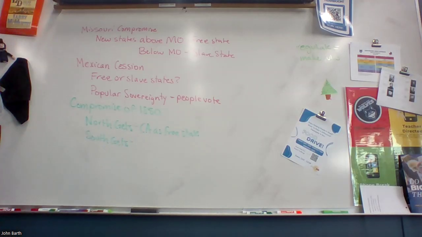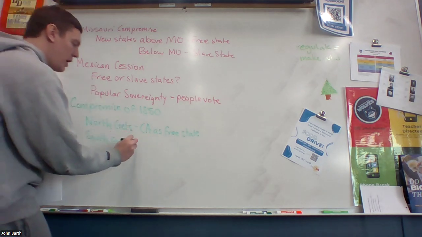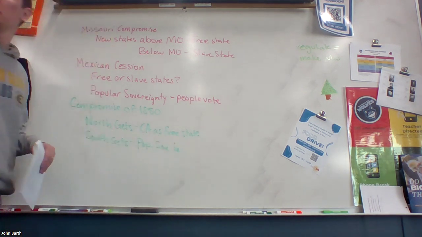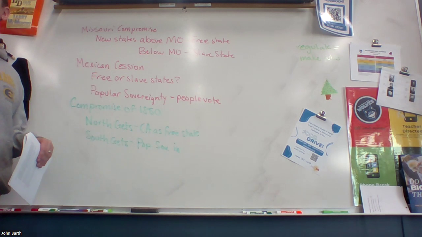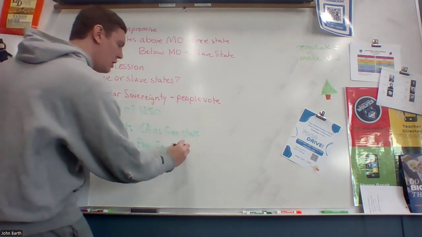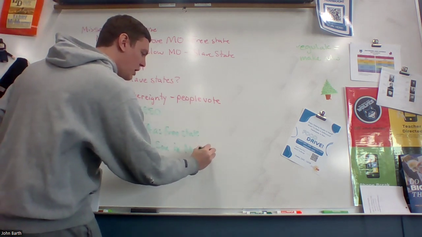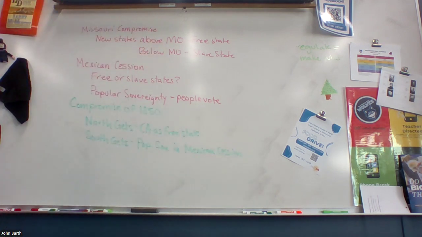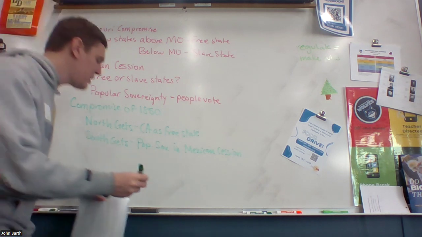What does the South get? They get a couple things. Popular sovereignty where? In the Mexican Cession. Right? They're like, score, this could be good. And they get what? Fugitive Slave Act.